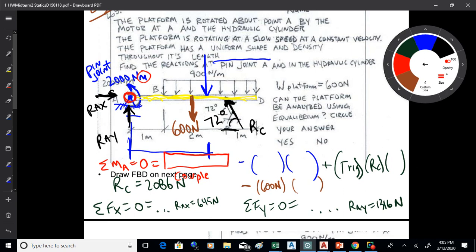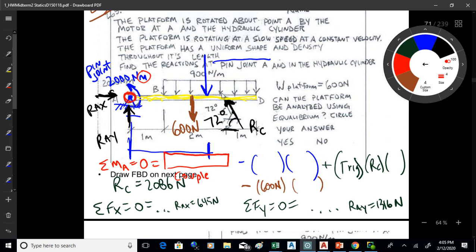Yeah, question? I noticed this force only applied from B to D, so if I'm finding that distance that the 600 newtons is applied, I probably want the distance from the center.